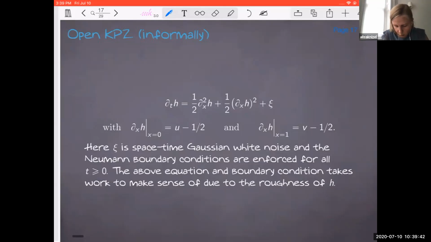Of course, due to the roughness of the height function, it takes a lot of work to make precise the definition of the solution of this equation in this form. So I will not go into the details about it. Okay, please excuse me for being very informal about this part of the talk.